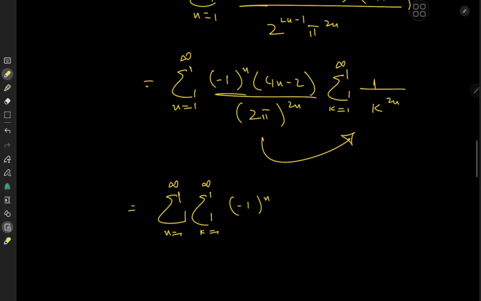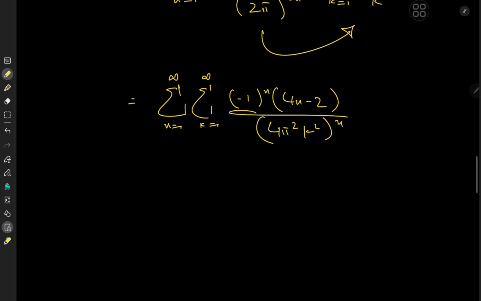Yeah, my 4s look atrocious. I know, I've read those comments before. And I know it. You don't even have to comment it. I know it. So we then have, wait a second, we have (2πk) to the 2n now, which I would just like to write as (4π²k²) to the n.